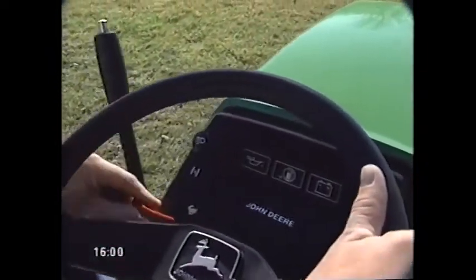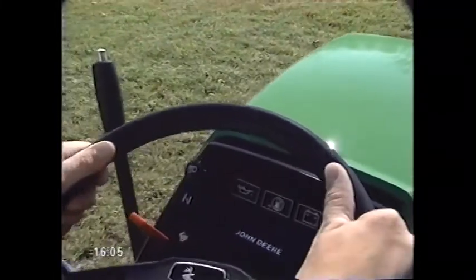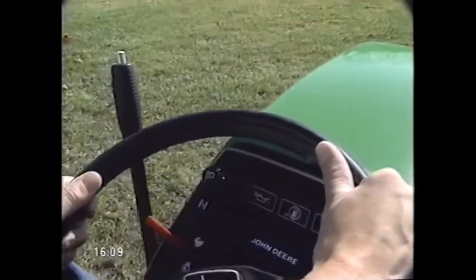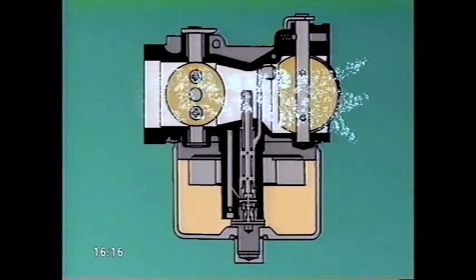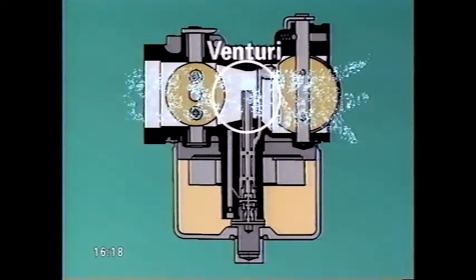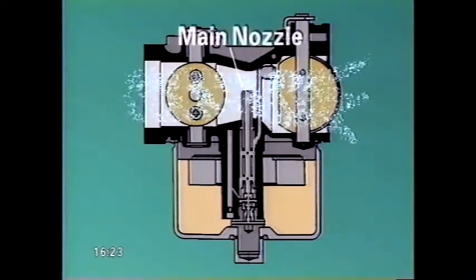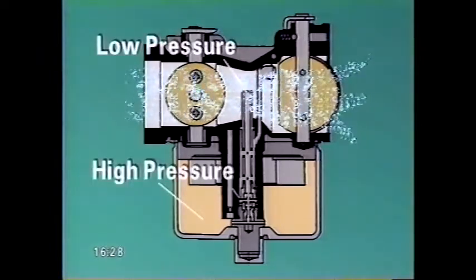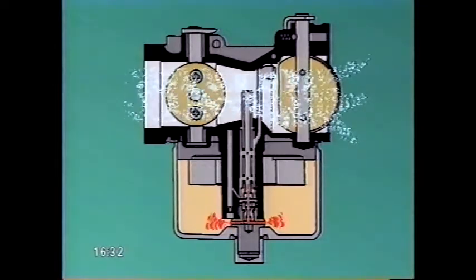The main circuit functions when the engine is operating at partial to full throttle. The choke is all the way open, and the throttle valve is wide open or nearly wide open. In this condition, a high volume of air flows very rapidly into the throat of the carburetor, picks up speed as it is funneled through the venturi, then drops in pressure as it passes over the top of the main nozzle. Since the air pressure is lower above the main nozzle than it is in the float bowl, fuel is drawn up through the main fuel jet.